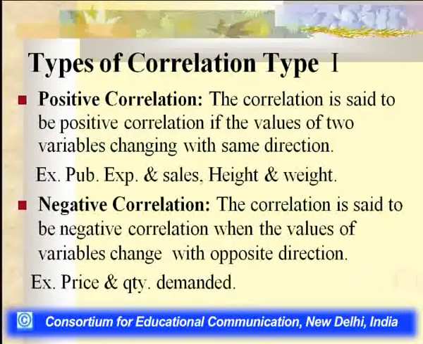Now coming on to a negative correlation, this signifies an inverse relationship, that is, one variable is coming up and the other variable is coming down. The correlation is said to be negative when the values of the variables change in the opposite direction. For example, as you see in this slide, we have shown the price and quantity demanded. More or less, people have this conception in mind that when the product becomes dearer, the quantity demanded decreases and vice versa.